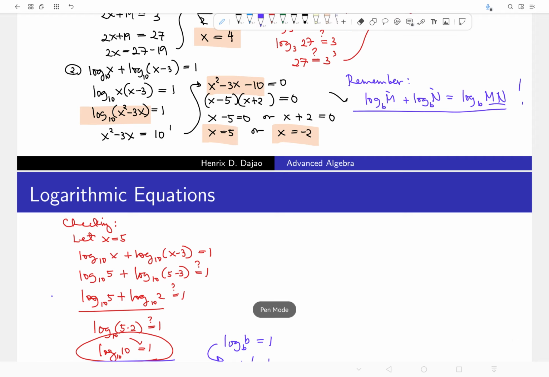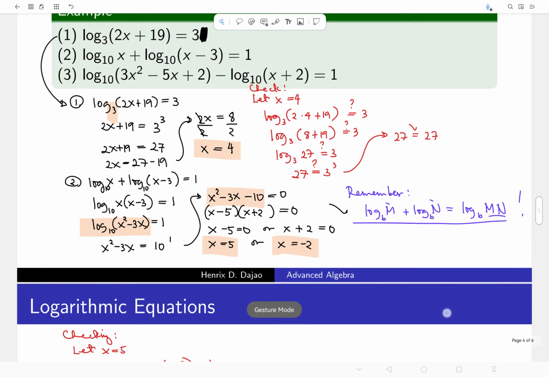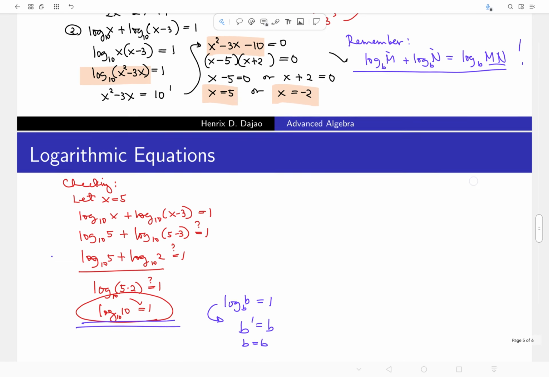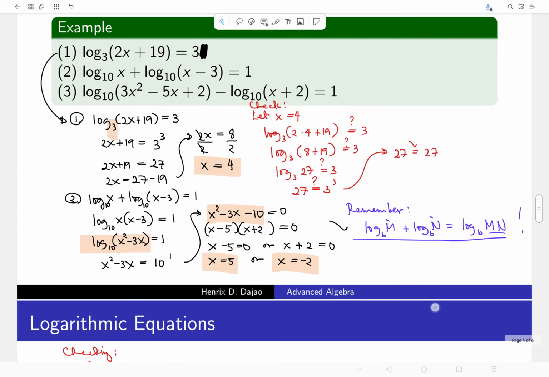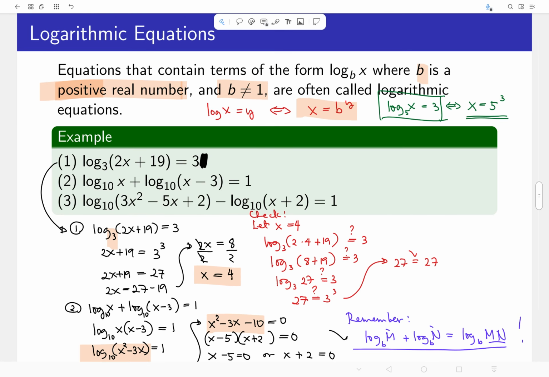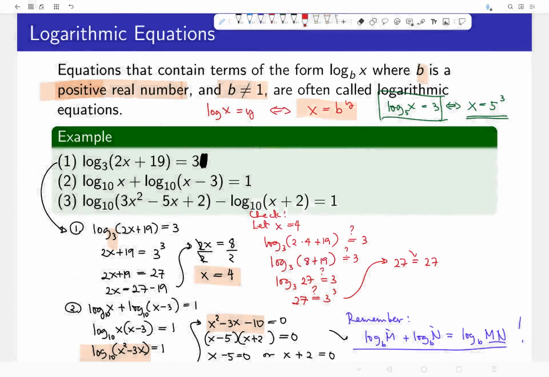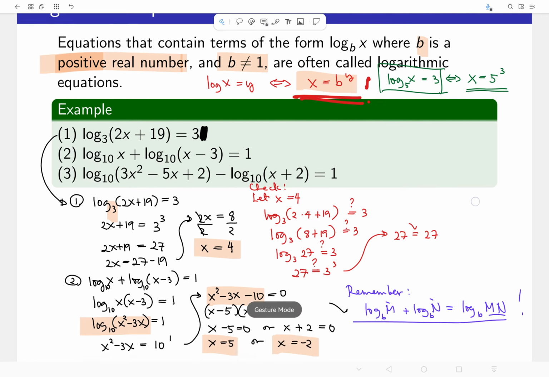So now, that would be for the second example. So you're going to apply the properties of logarithm, and we're going to apply the equivalence, very important, very crucial in our solutions. Okay, so do not forget to, again, apply this. It's very important. Okay, next is number 3.